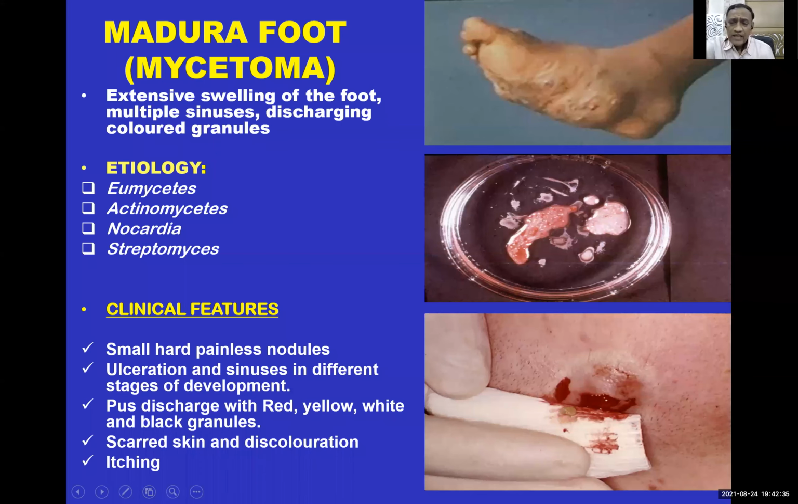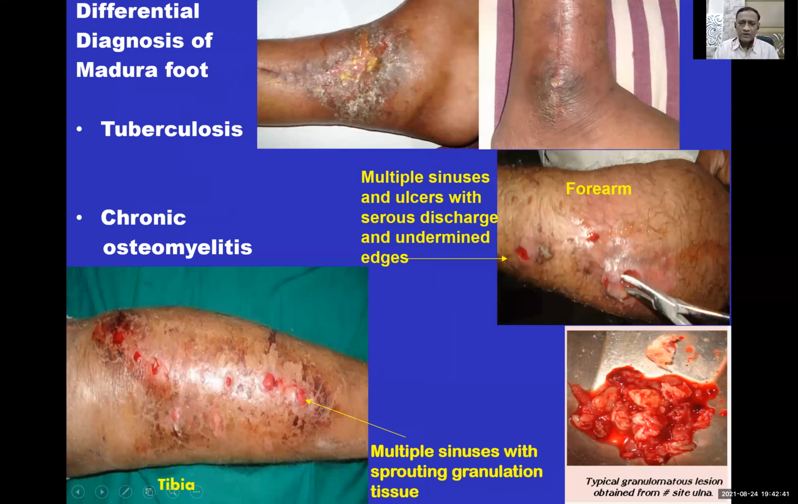The examiner may ask you about differential diagnosis. There are two conditions which are very common. One is chronic osteomyelitis, pyogenic osteomyelitis, and second, tuberculosis. What do you see in tuberculosis? In tuberculosis, you see multiple sinuses or ulcers with a serous discharge and undermined edges. That is how undermined edges look. And sometimes you see a granulomatous lesion. So a typical lesion might be seen in chronic tuberculous osteomyelitis.